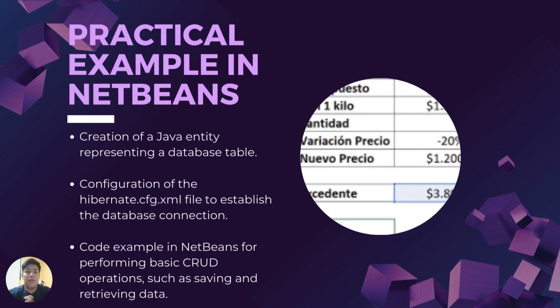Practical examples in NetBeans or real life. In real life, the practical examples are the creation of a Java entity representing a database table, and configuration of the Hibernate SQL or XML file to establish the database connection. Code example in NetBeans for performing basic CRUD operations, such as saving and retrieving data.